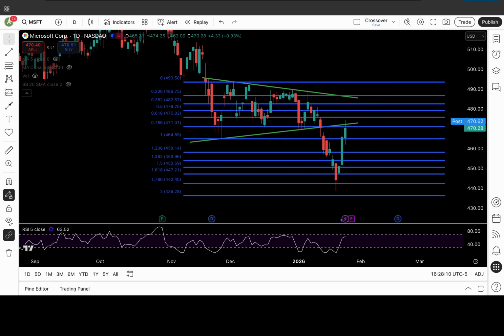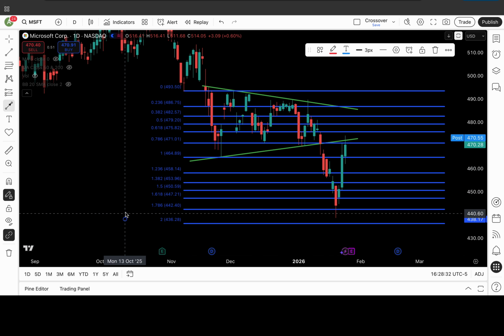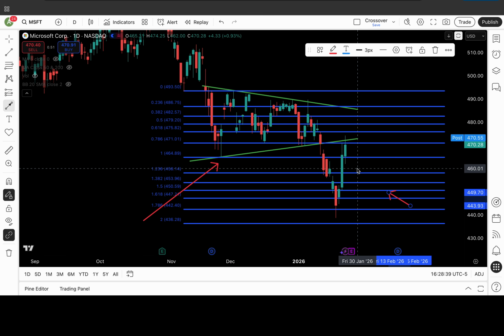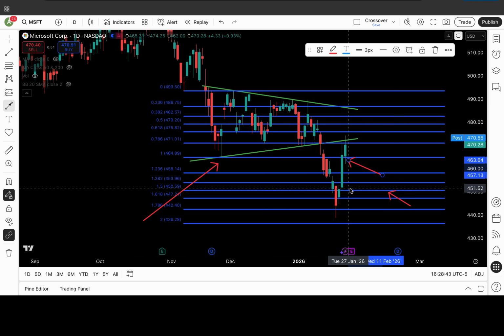Here is Microsoft. Back tested another triangle pattern that I have here, the green triangle pattern. But Microsoft, despite showing more upside, failed to recapture that 471 level. Now, the 464.89 level was a critical level. It was a previous pivot low. Why is my arrow not working? Here you go. It's a previous pivot low. And you can see that we recaptured it right there. Technically speaking, that is a false breakdown setup.